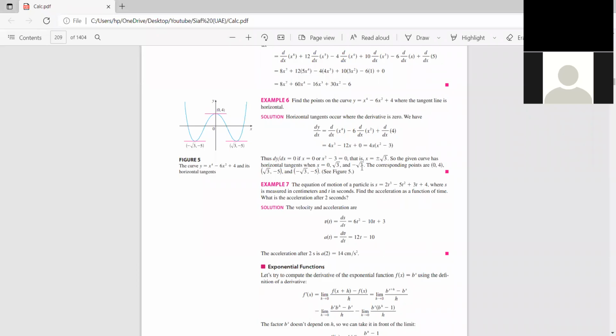So we ended our last session on example 6. Today we are going to continue with example number 7. Example 7: the equation of motion of a particle is given by this equation, where S is measured in centimeters and T is in seconds. We have to find the acceleration as a function of time, and also the acceleration after 2 seconds. Okay, let's start solving it.